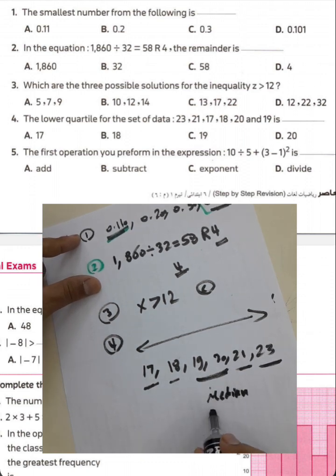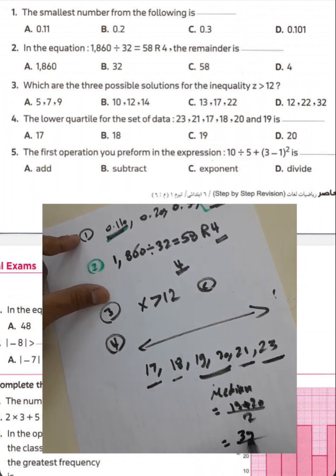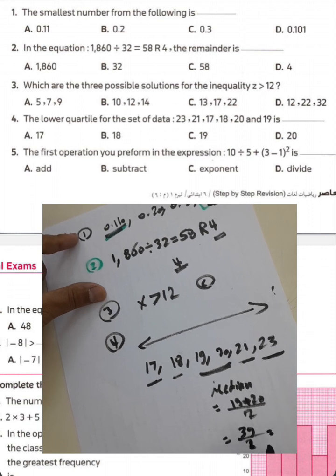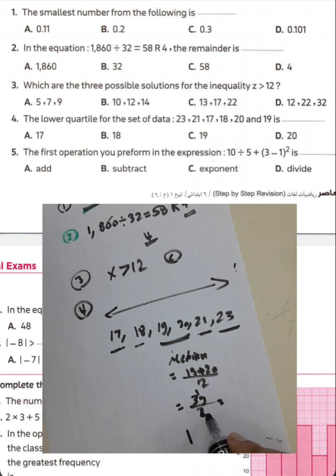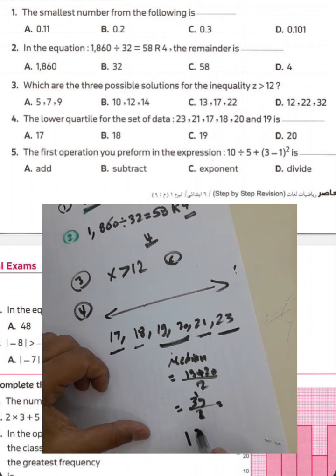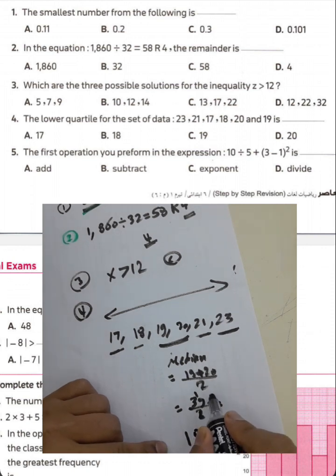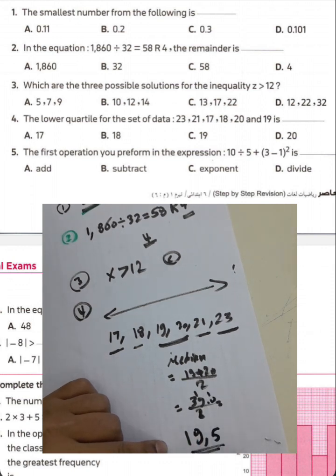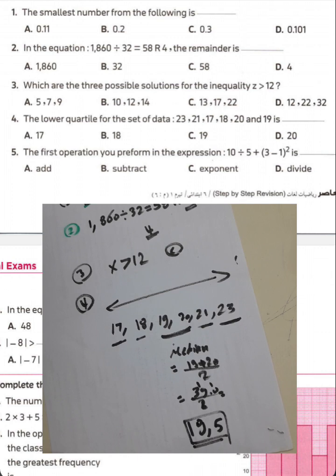The median equals 19 plus 20 divided by 2. The result will be 39 divided by 2. It will be the median. And 3 divided by 2 equals 1 and remainder 1. 19 divided by 2 equals 9 and remainder 1. 10 divided by 2 equals 5. The median will be 19.5, but he won't ask for the median in this example, he asks for the lower quartile.